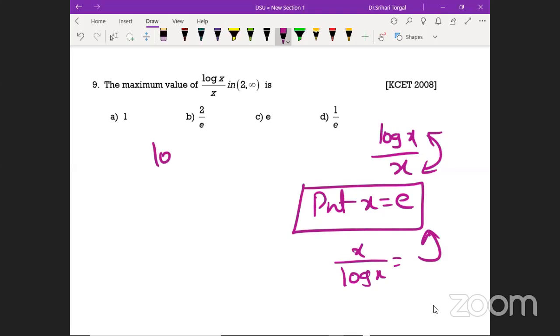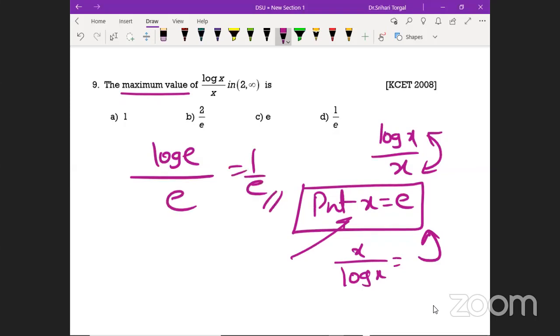What is the answer then? Log e divided by e. To get the maximum value, which is at x equal to e, you have to put x equal to e in the given question. So the answer is 1 by e. Option D is the right answer. That's it. Very simple. Remember, when you get algebraic and logarithmic in the numerator and denominator, try to put directly x equal to e. Got it?